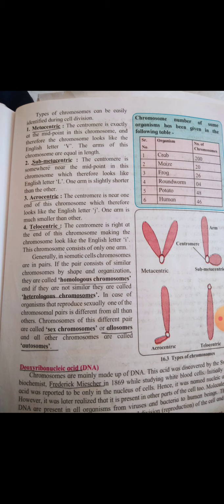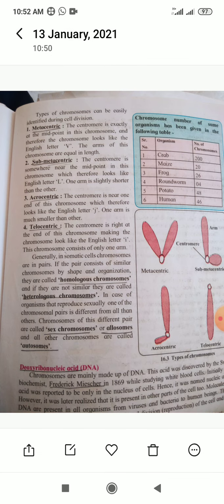Telocentric. The centromere is right at the end of the chromosome, making the chromosome look like the English letter I. These chromosomes consist of only one arm. These are the four types of chromosomes according to the position of the centromere: metacentric, submetacentric, acrocentric, and telocentric.